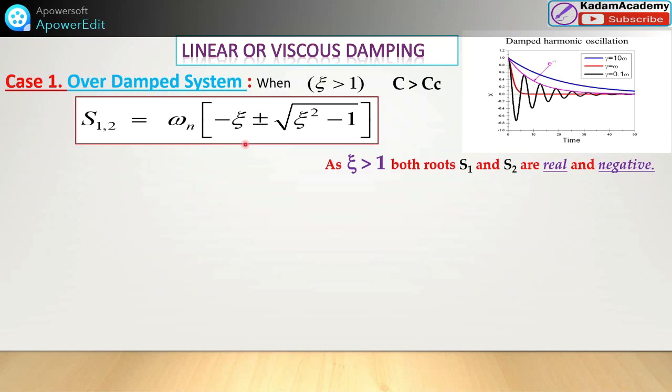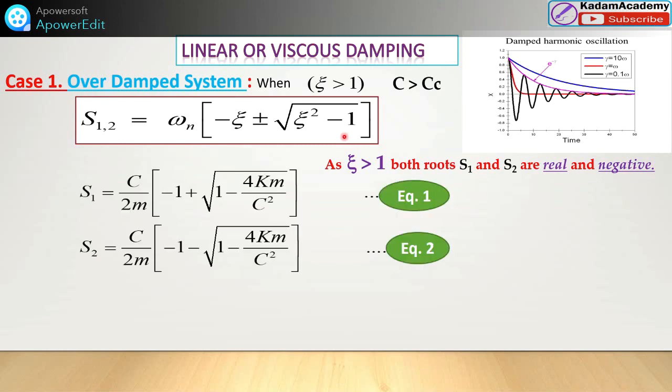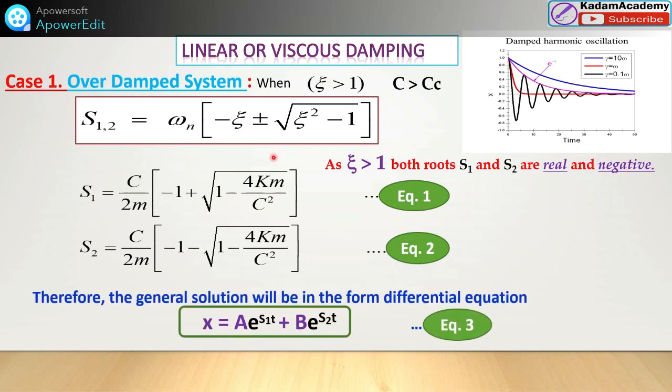So the roots S1, S2 are equal to omega n, inside the square bracket, minus zeta plus or minus the square root of zeta squared minus 1. This bracket closed, these are the roots. Instead of plus minus, I have written S1 separately with the plus symbol and S2 with the minus symbol. In this case omega n is replaced by C by 2m, and we have written zeta. So putting in the value of zeta, we have got this.